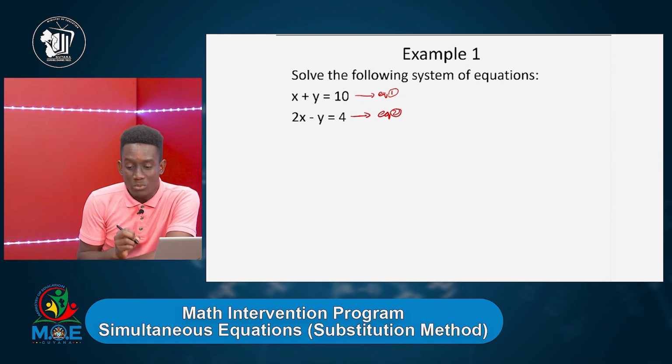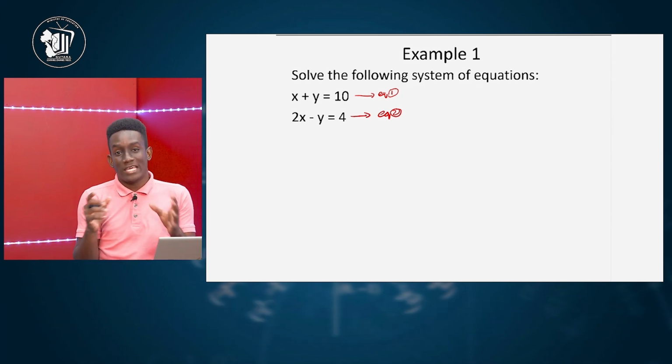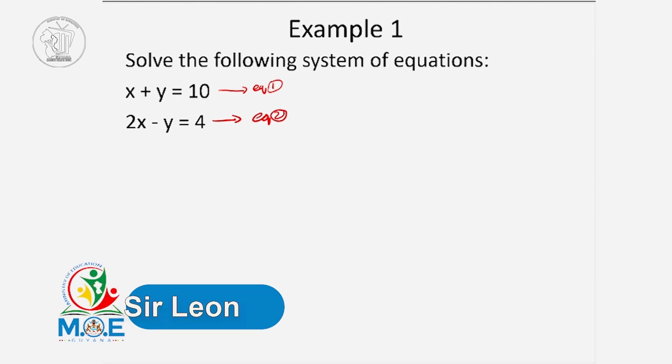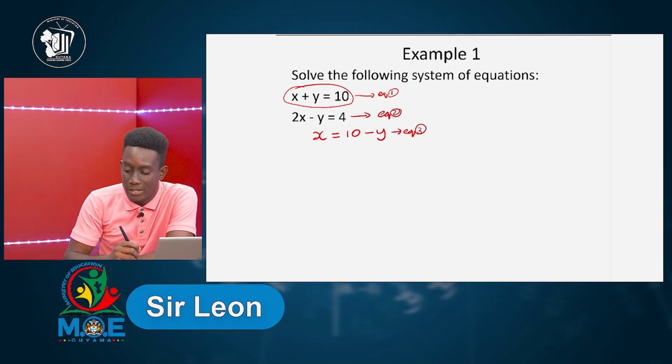So we see in equation 1, we have x plus y is equal to 10. We see both x and y there by themselves, so we can either make x or y the subject. The easier one to make the subject would be x. So we take over the y. We have x is equal to 10 and the plus y goes over to become minus y. We can call this equation 3. So we basically use this equation to make x the subject.